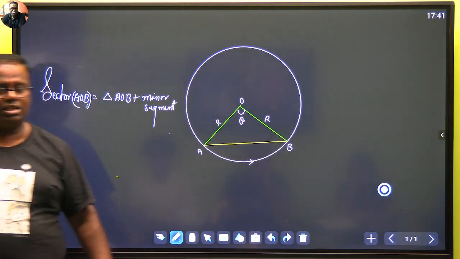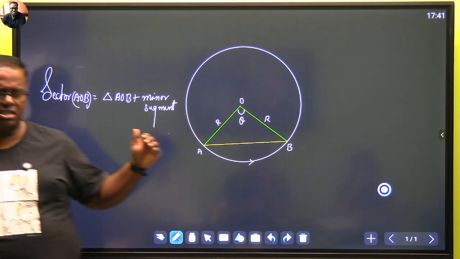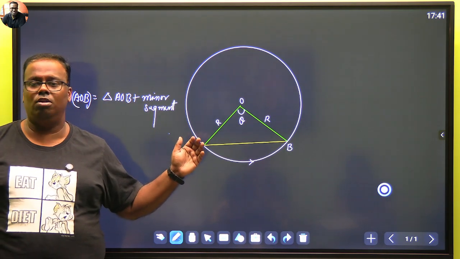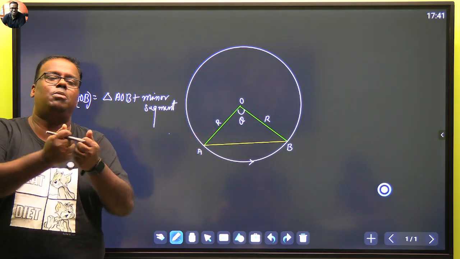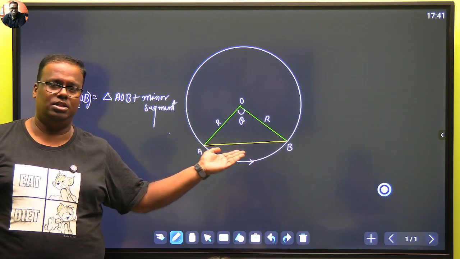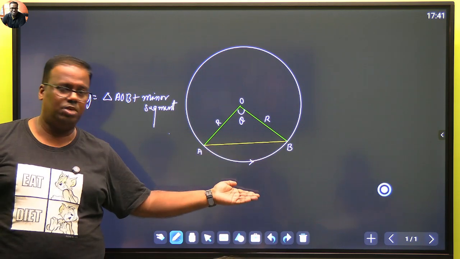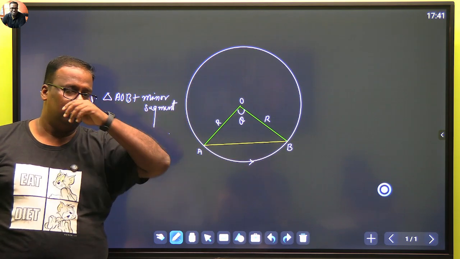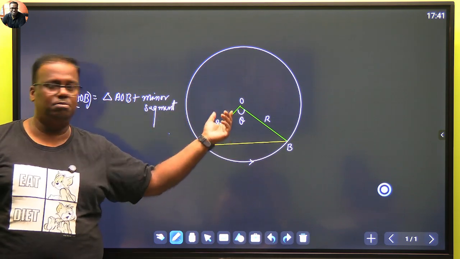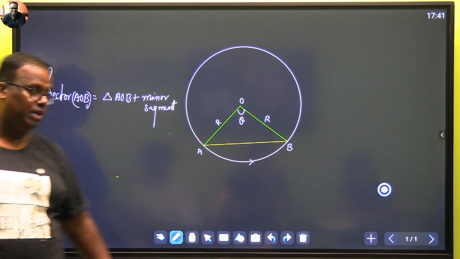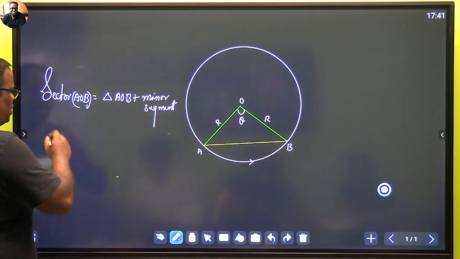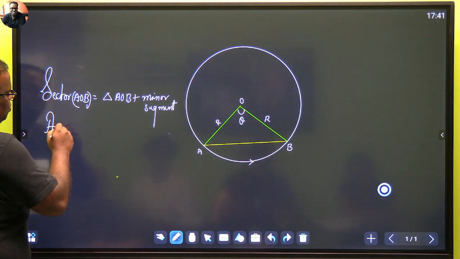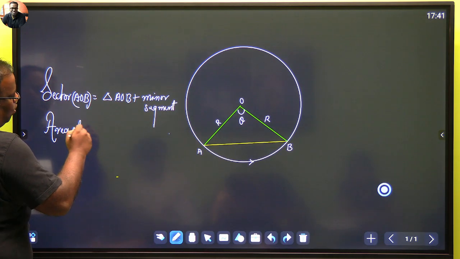Sectors are always analogous to pizza slices. Segments are always analogous to papad. If you break a papad, then what you get is a segment. Minor segment, major segment. And if you slice out a pizza, what do you get? You get a sector. Major sector, minor sector. Understood? Right. Now, in this chapter, we will also be interested to know the area of a sector.